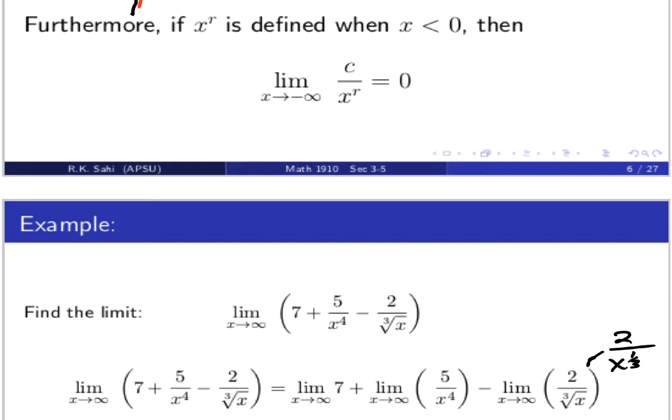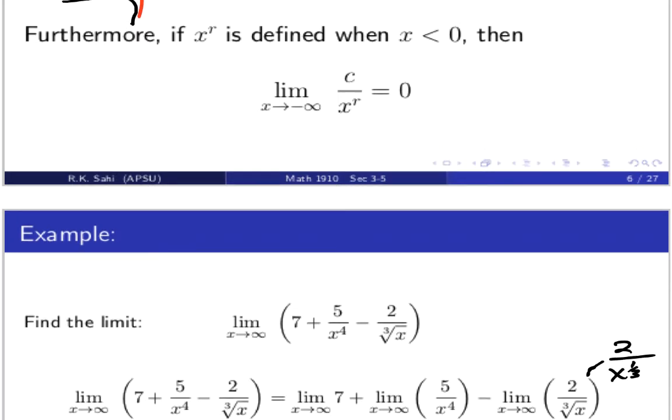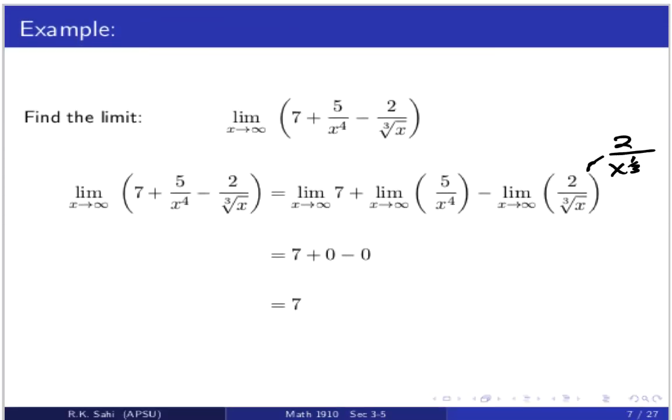So the final answer: this number is a constant, so the limit of a constant is just going to remain the same. It's never going to change. So you're going to have 7 plus 0 minus 0. This is where we just applied the formula we have learned, that the limit of c over x to the power r as x tends to infinity is 0. This r should be a positive real number. Very, very important. Okay? Plus or minus infinity, it's always going to be the same. So the answer for this example is 7.